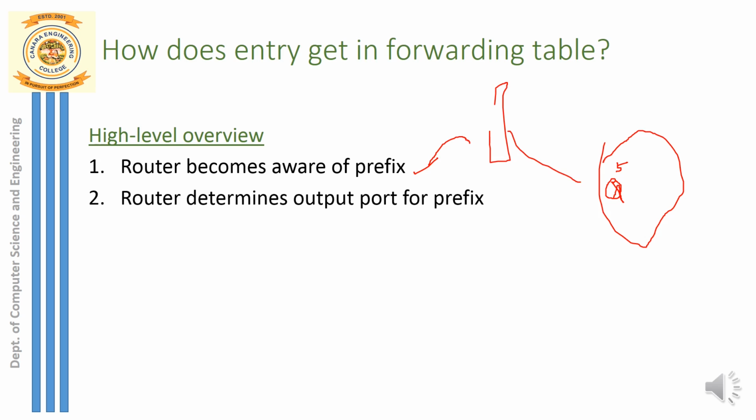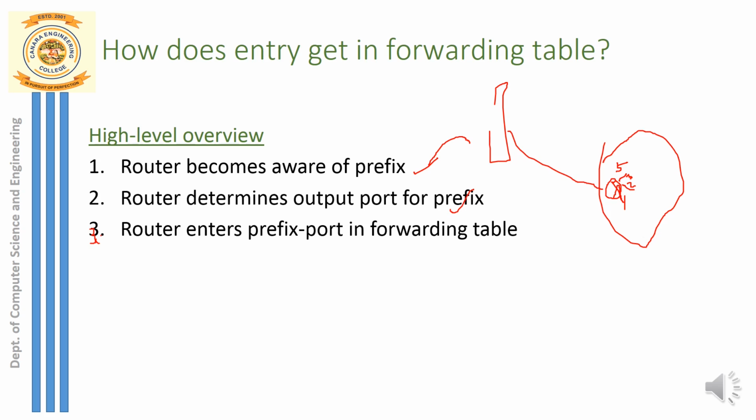So the prefix can be entered into its forwarding table, or routing table, which is maintained by this border router. Next, along with the prefix, it should determine the output port. Some of the subnets will be reached through output port 1, some of the prefixes may be reached through output port 2, and some through output port 3. So this output port also should be maintained in its forwarding table. The border router should prepare its forwarding table first, and only then can it help the incoming packet reach its destination. Now you can see the next one: the router enters the prefix and port in the forwarding table. So this is finally what it does, right?